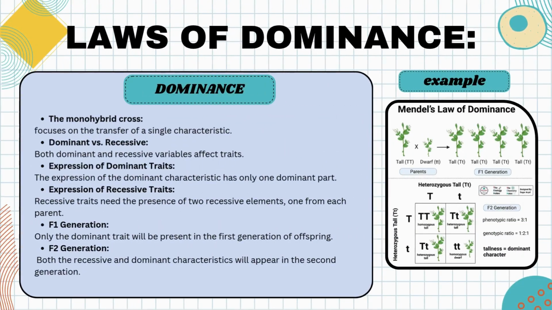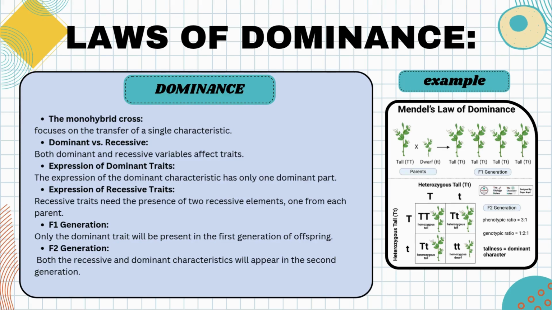Now, I want to explain the law of dominance, which is one of Mendel's important discoveries. Let's say we have two pea plants, one tall and one short. When we cross them, all the baby plants in the first generation, or F1, will be tall. This is because tall is a dominant trait. Even though the short trait is there, it is hidden. So, all F1 plants look tall.